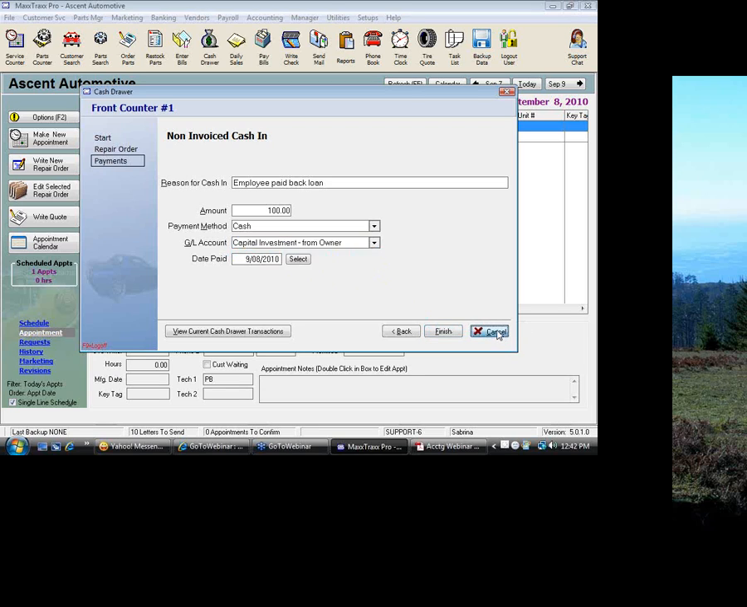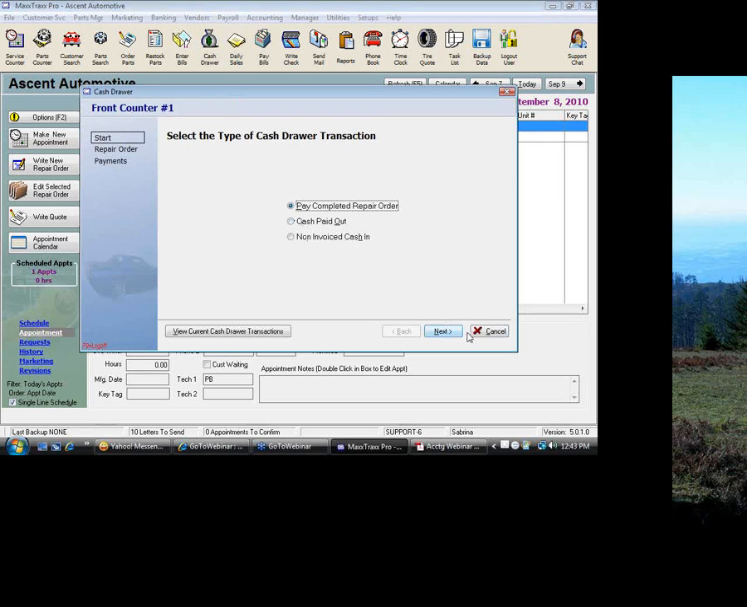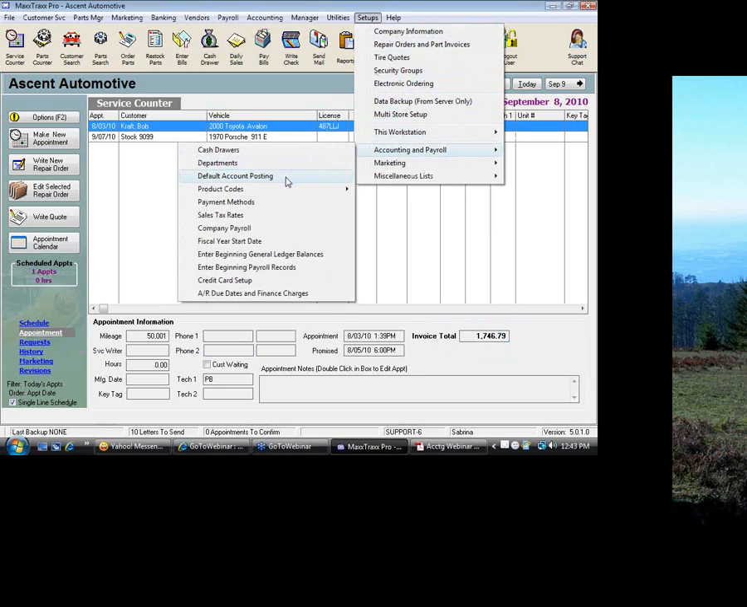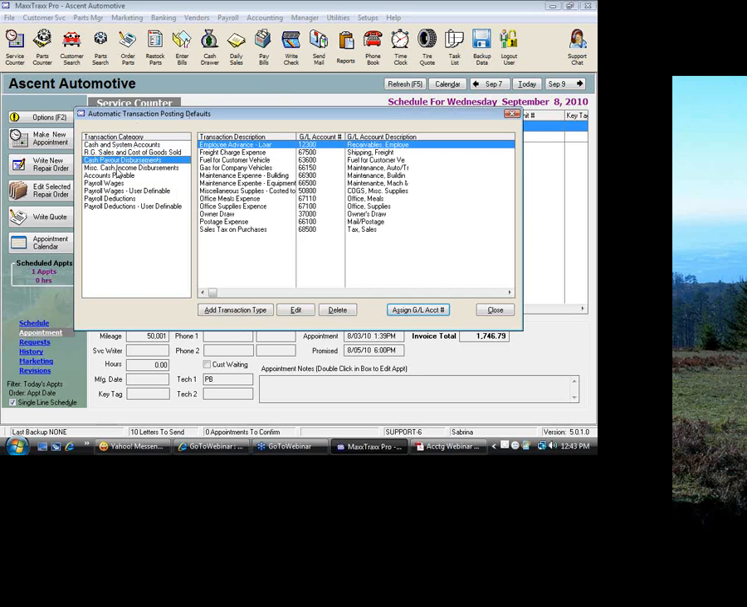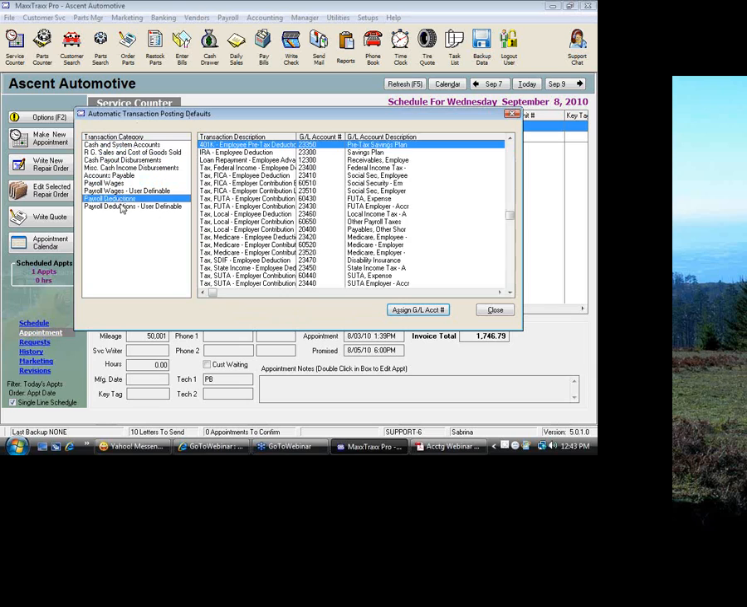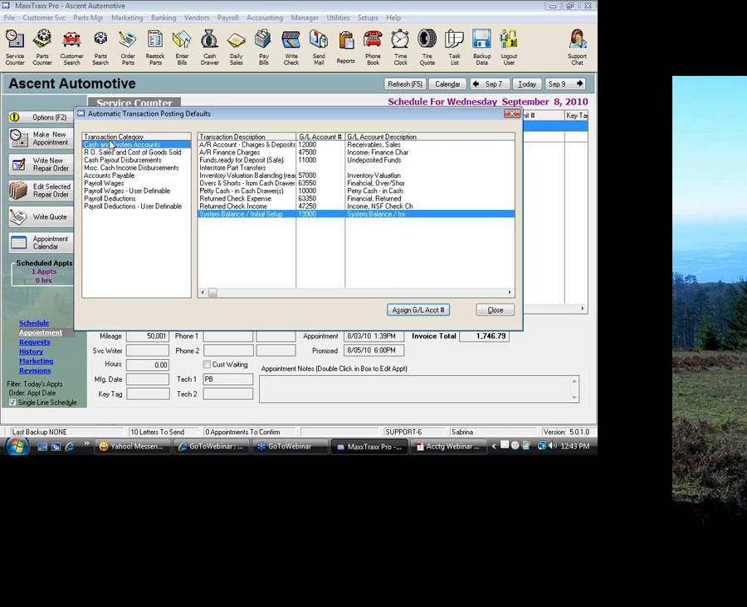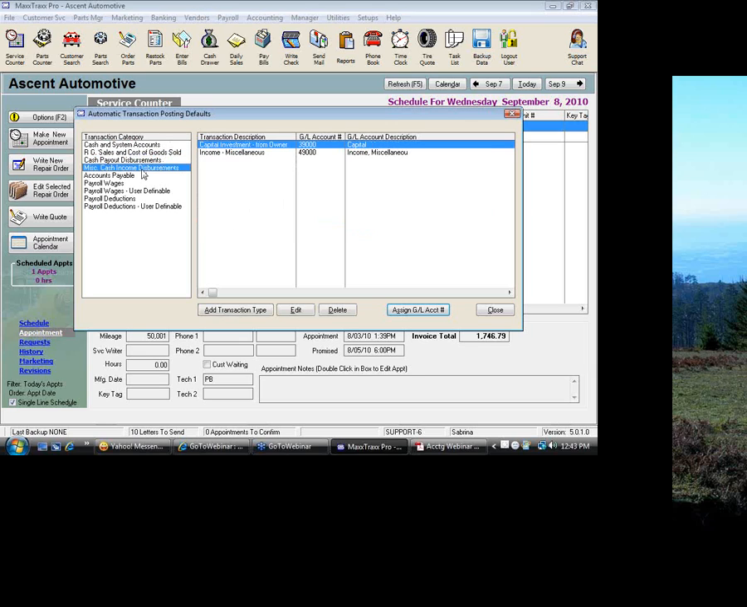So to get something to show up on this list as either a payout or a non-invoice cash in, we actually go into setups, we go into accounting and payroll, and go to the default account posting. Now again, on this section right here, 95% of shops never have to change anything in this upper part. Well, actually, I should say most shops don't have to change any of these. There's a lot of automated postings here. Look at all these accounts, and this is all automatically set up, okay? Not much you have to do, but under cash and system accounts, no, forgive me, cash payout disbursements and miscellaneous cash income.